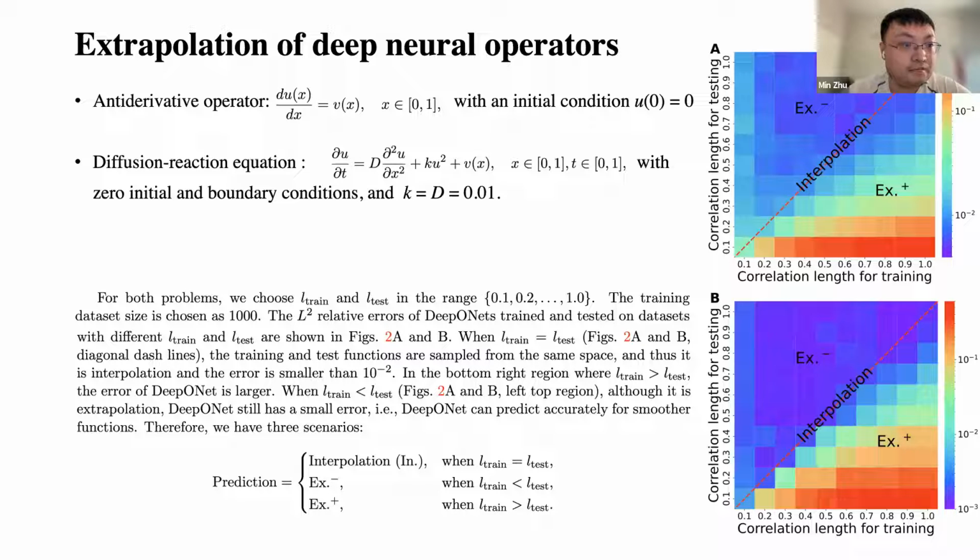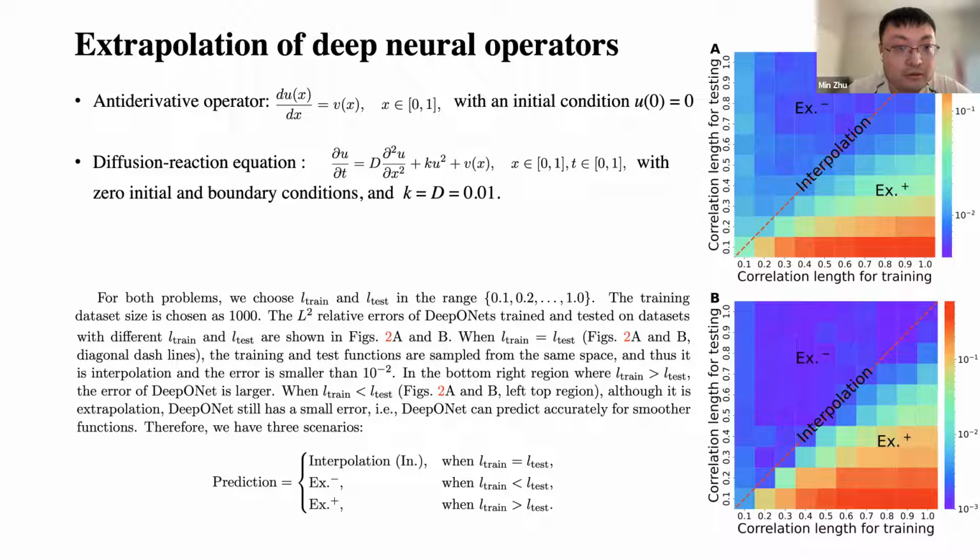and the error of the DeepONet trained and tested on data sets with different L train and L test are shown in these two figures. As we can see, when L train is equal to L test, which is the dashed line in these two figures, it is interpolation, and the error is smaller than 10 to the minus 2.